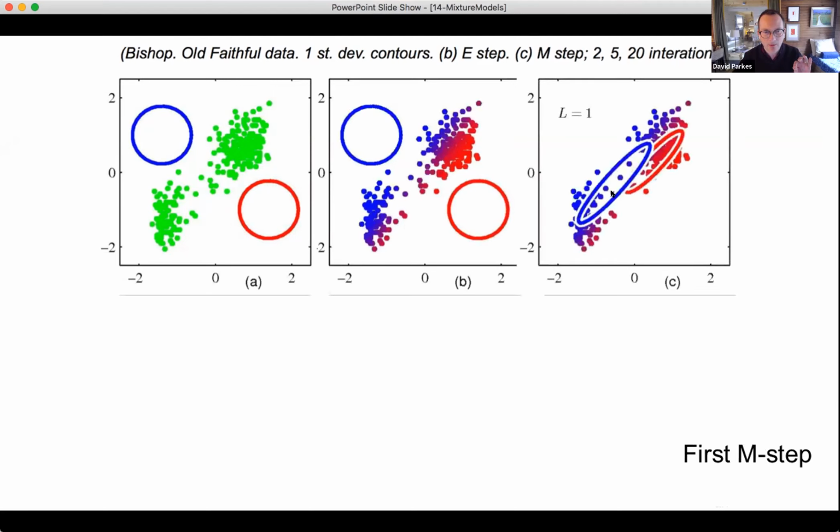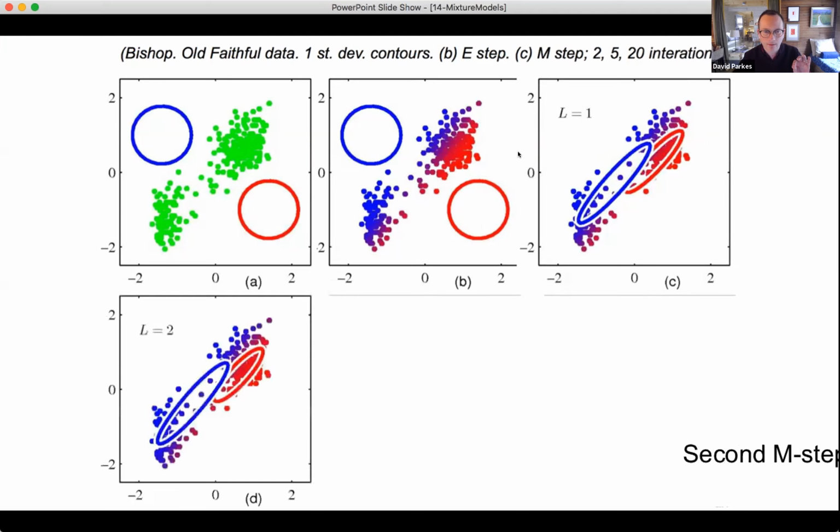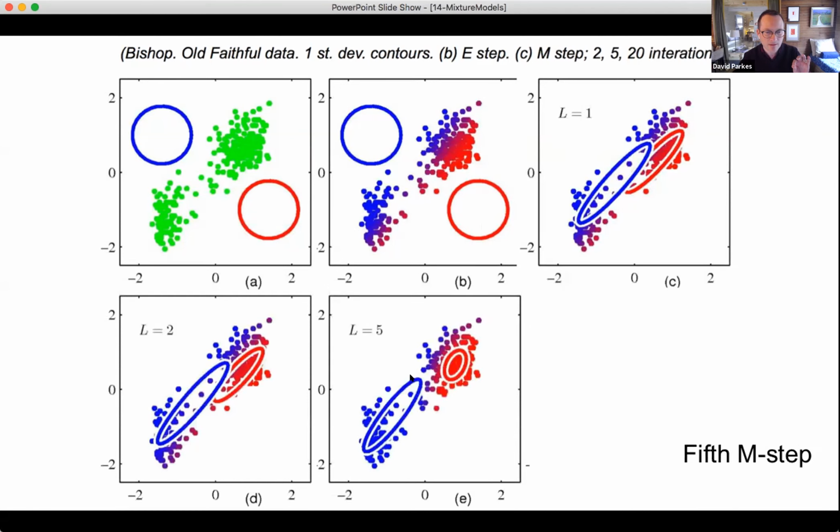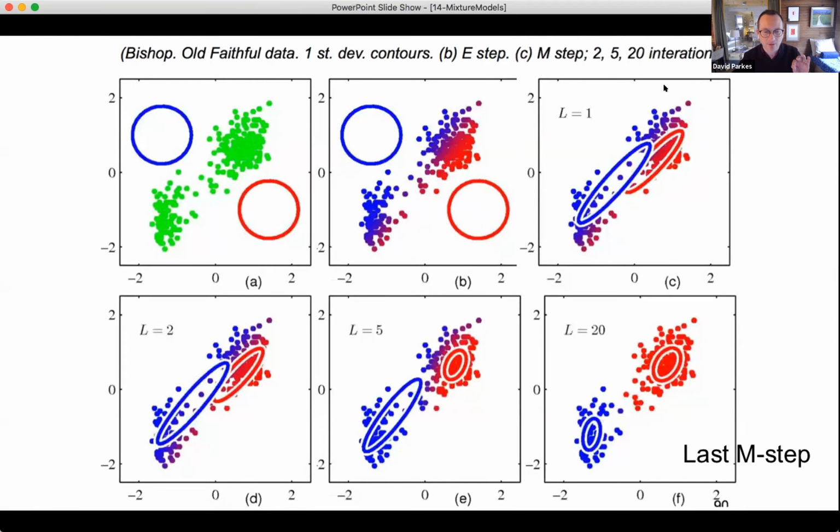Then in our M step, we say, okay, if your blue component fractionally owns these blue examples, then how does it make those blue examples as likely as possible? Well, this is what it should look like. If your red component fractionally owns all of these examples, how should it make them as likely as possible? This is what it should look like. Here is the result of EM after two iterations. Here is the result after five iterations. And here is the result after 20 iterations. And you can see that multivariate Gaussians are not spherical. You can see that they're trying to fit the shape of the class conditional data.